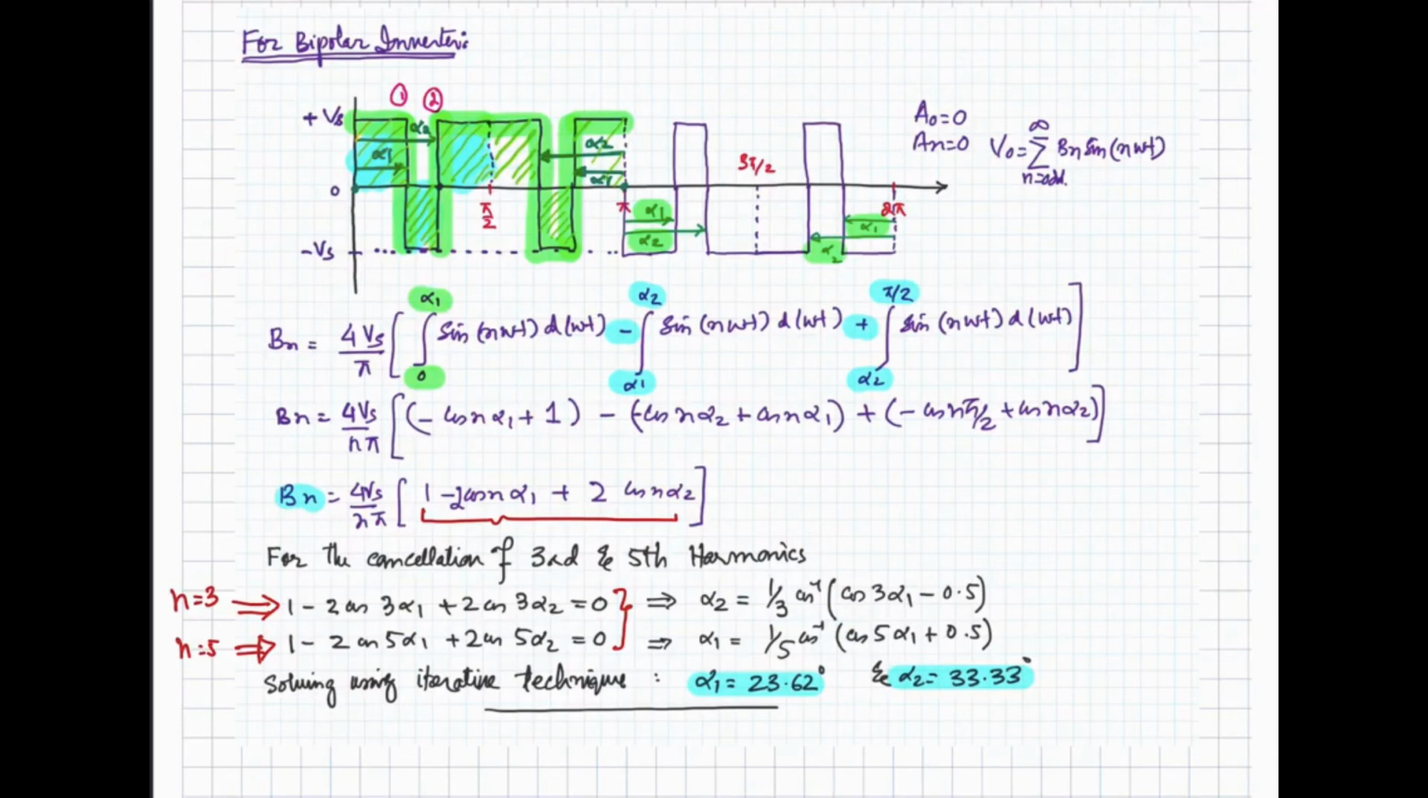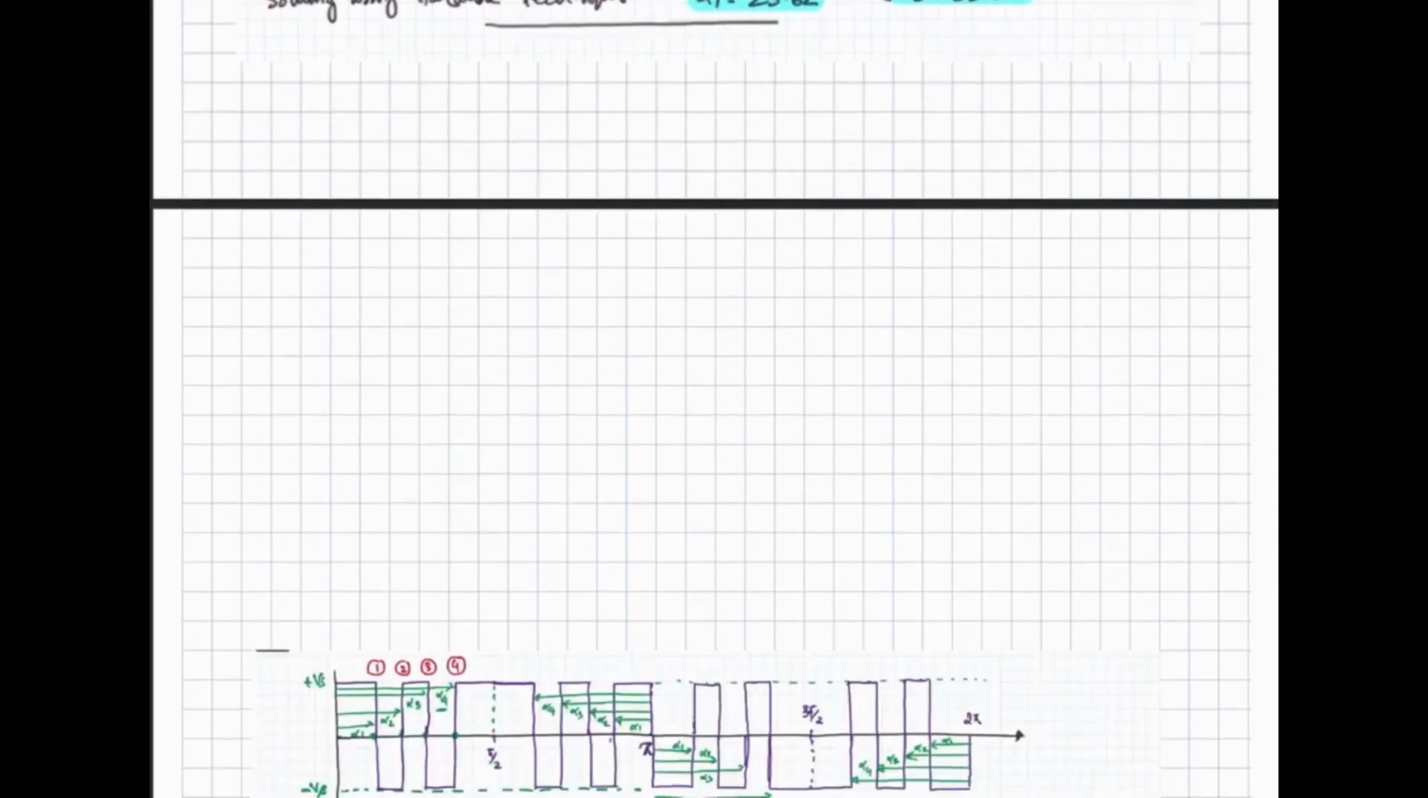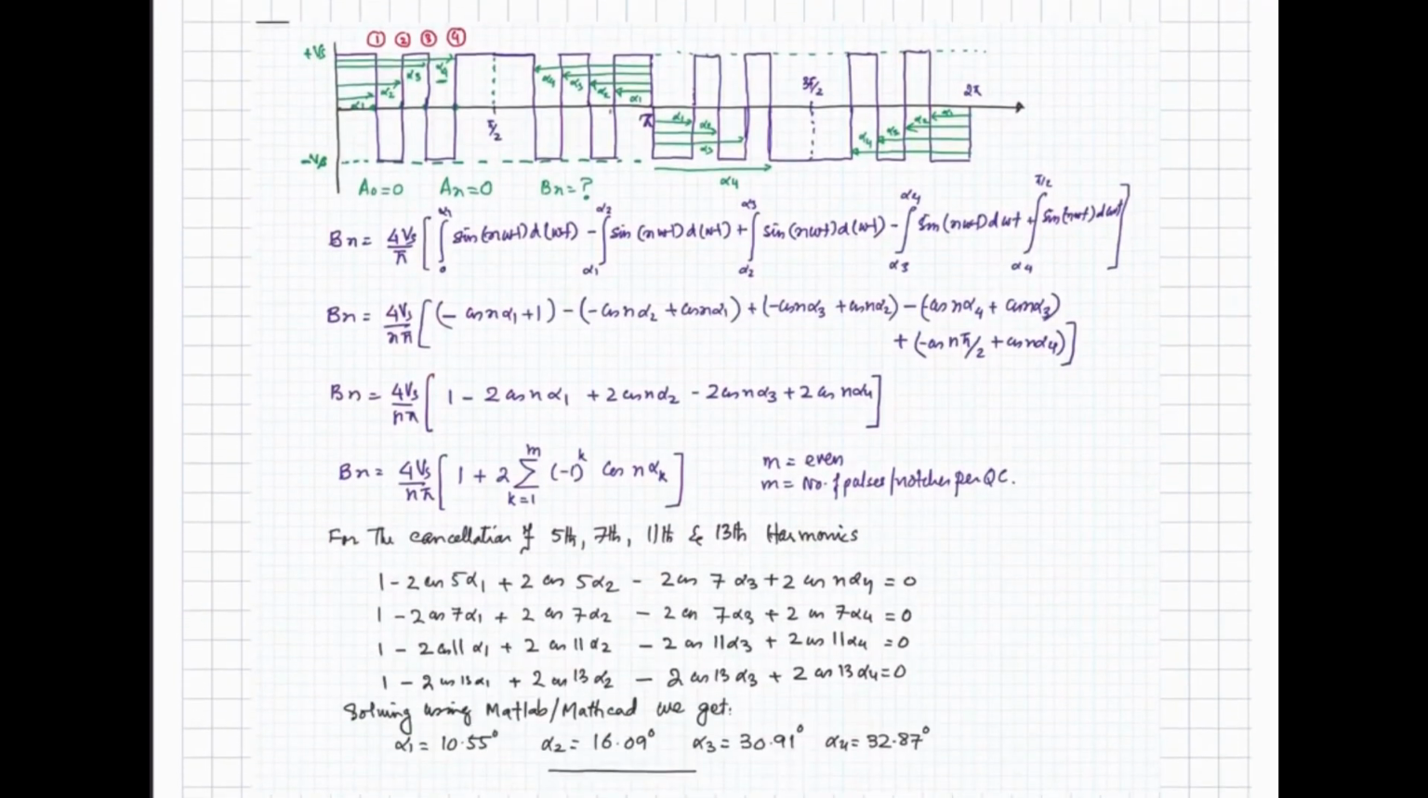Okay, now let's discuss more edges or notches per quarter cycle for the bipolar output. In this you can see that you have 4 edges in the quarter cycle: the first, second, third and fourth edge.